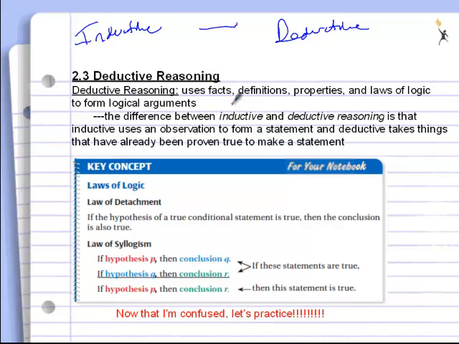The difference between the two, inductive and deductive, is that inductive uses an observation to make a conjecture or make a statement. Deductive reasoning uses fact, something that's already been proven true. The difference is you can see that a volcano is about to erupt, or you can have the fact that it has already erupted.